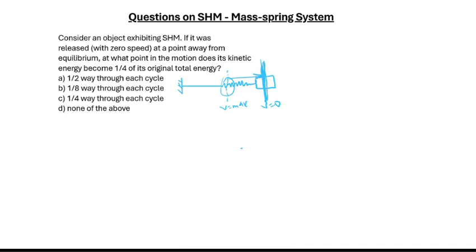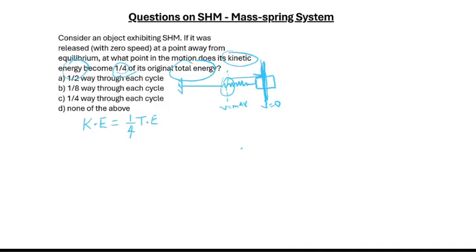Now they said at what point on this motion will its kinetic energy become one fourth of its total energy. Now you can just use formula to do this. You can do it in different ways, so you will still get the same answer. For instance, they said at what point will the kinetic energy become one fourth of its total energy?